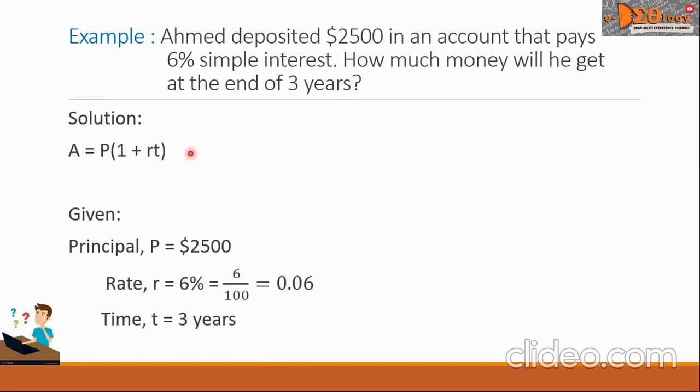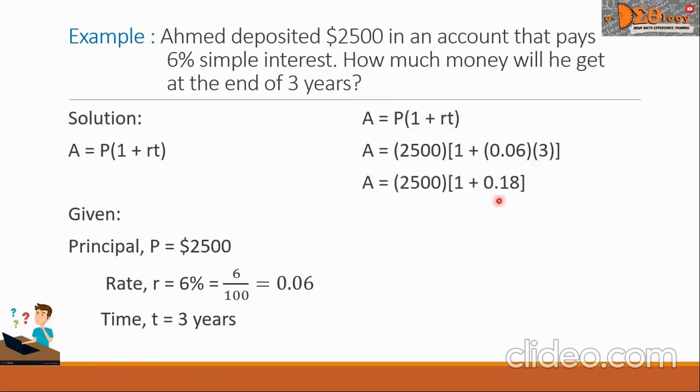Now we are ready to use our formula. Let us write it on this side, and then let us do the substitution. The capital P is now 2,500 times the quantity 1, which is a constant. We will just copy. And then plus the product RT. So R now becomes 0.06 times the T, and that is 3. On the next line, we will get the product of the 0.06 and the 3. So we will have 0.18. Let us simplify. Let us get the sum of 1 plus 0.18. We will get 1.18.